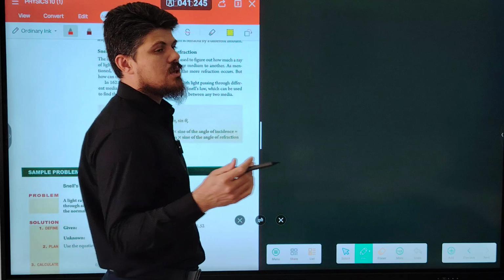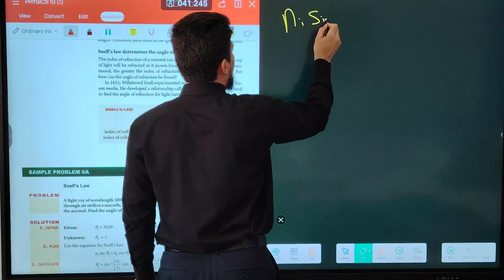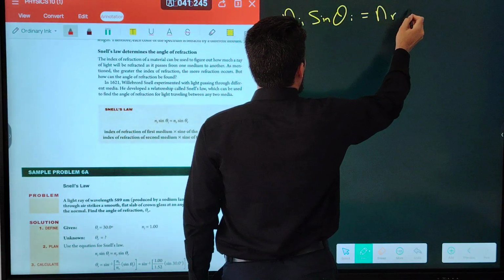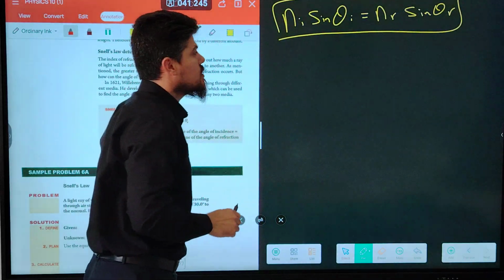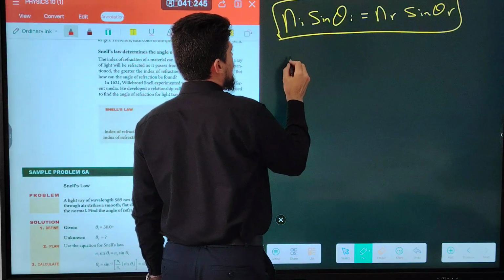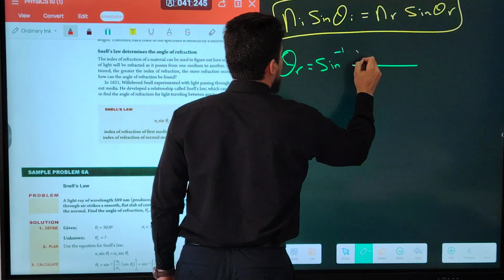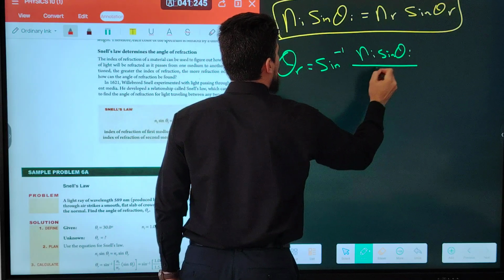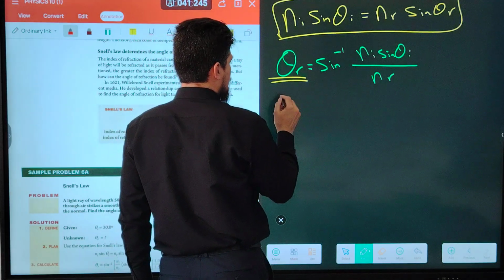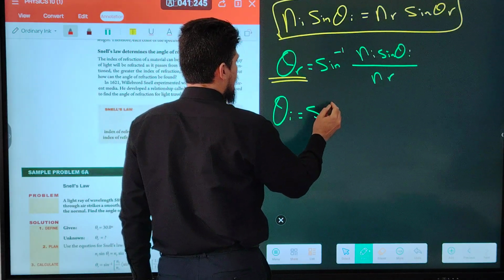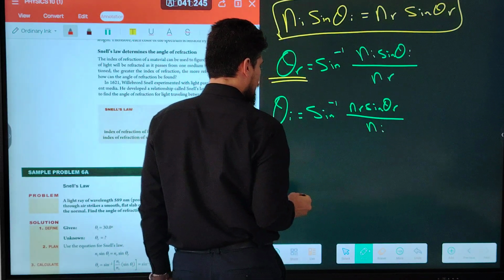How can you rearrange the equation in order to determine theta R, theta I, Nr or Ni? Ni sine theta I equals Nr sine theta R. So we can make 4 different equations based on this equation. For the first one, to determine theta R: theta R is equal to sine inverse of Ni sine theta I over Nr. This equation can be used to determine the angle of refraction. The second equation, theta I is equal to sine inverse of Nr sine theta R over Ni.